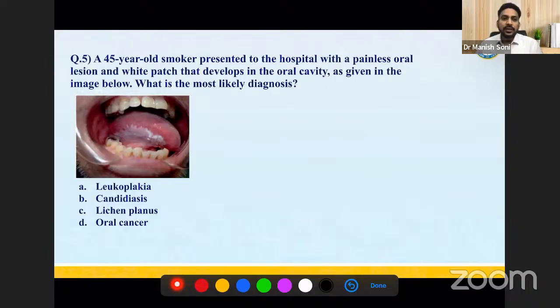Moving to the next question, here they are saying that a 45-year-old smoker presented to the hospital with a painless oral lesion. So oral lesions are shown.